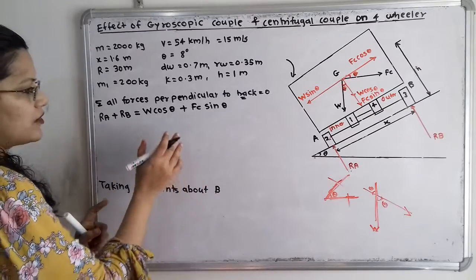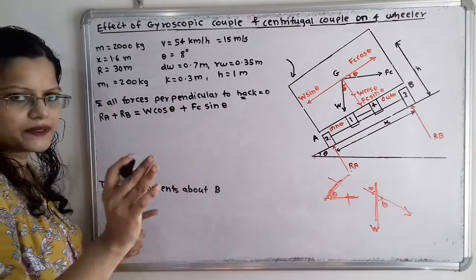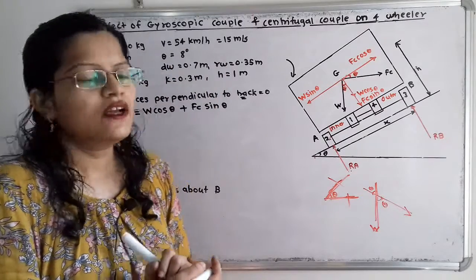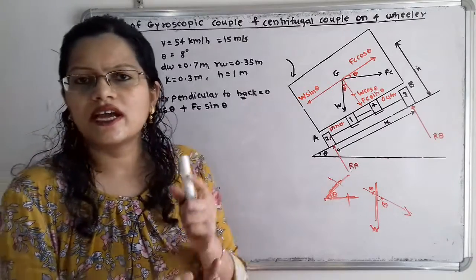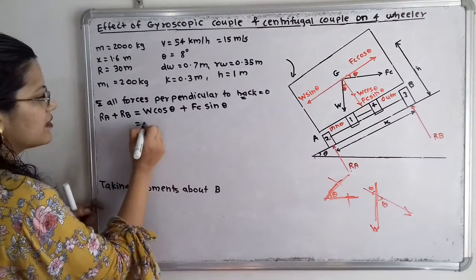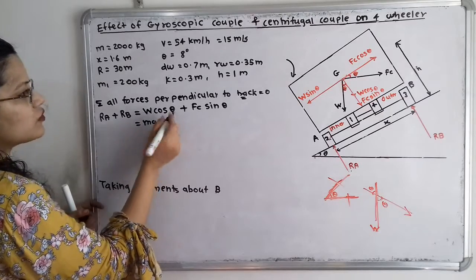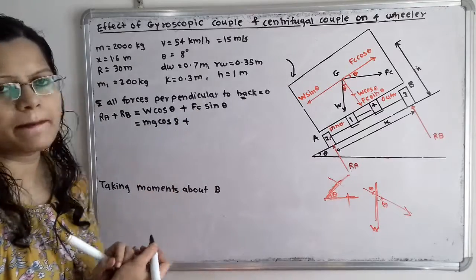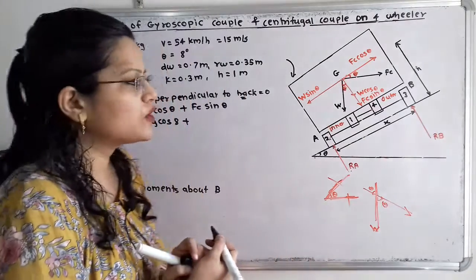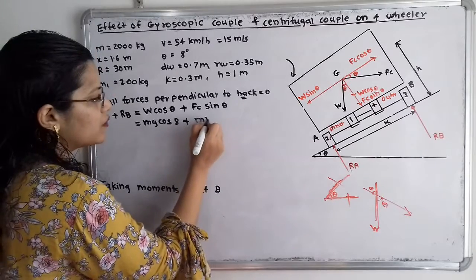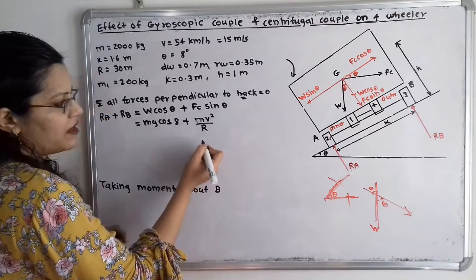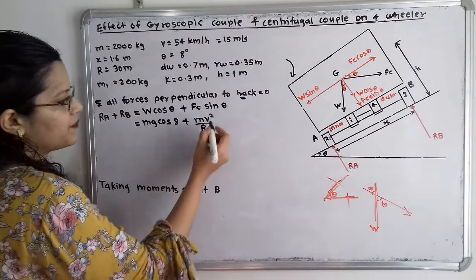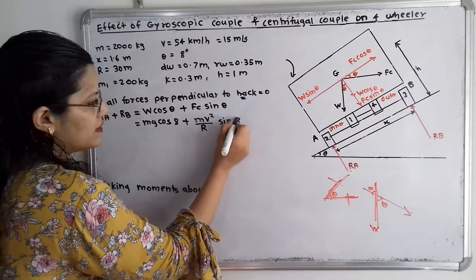Now this point is important. We don't know the exact value of Fc, that is the centrifugal force, and the value of W. It is not given. So how to calculate W? W means M into G. So I will write here mg cos theta, where theta is 8 degrees, plus Fc. So what is this Fc? We know the centrifugal force is equal to M into V square divided by capital R. We know the value of M, the value of V, and the value of R, into sine of 8 degrees.